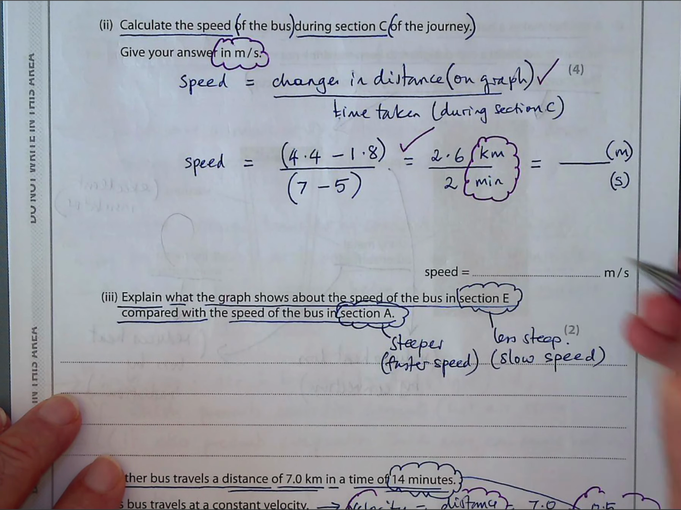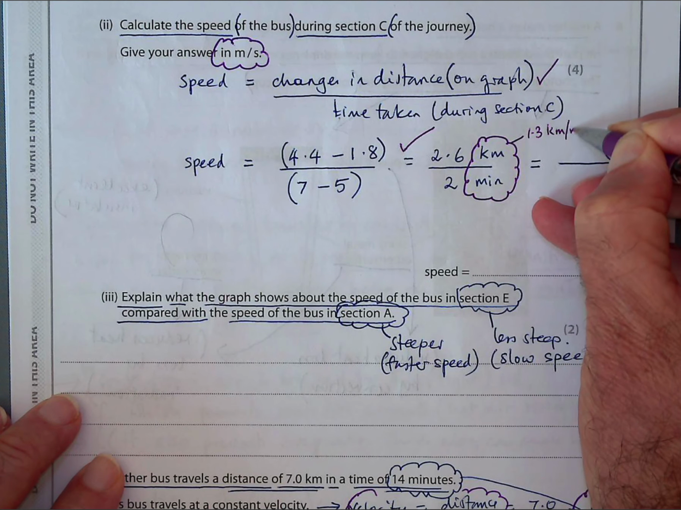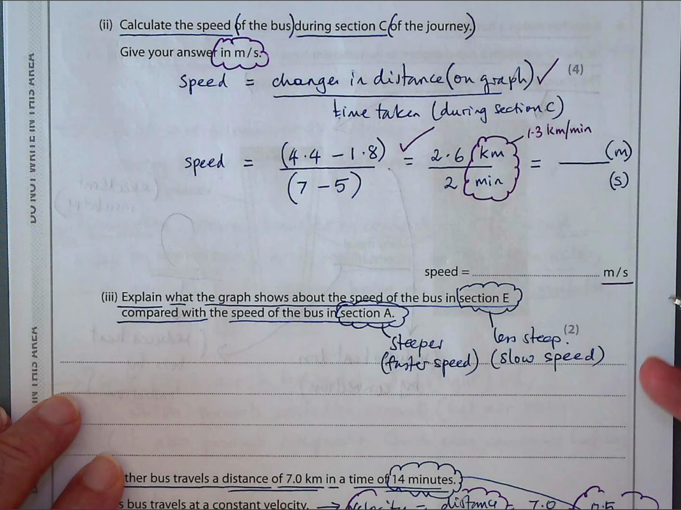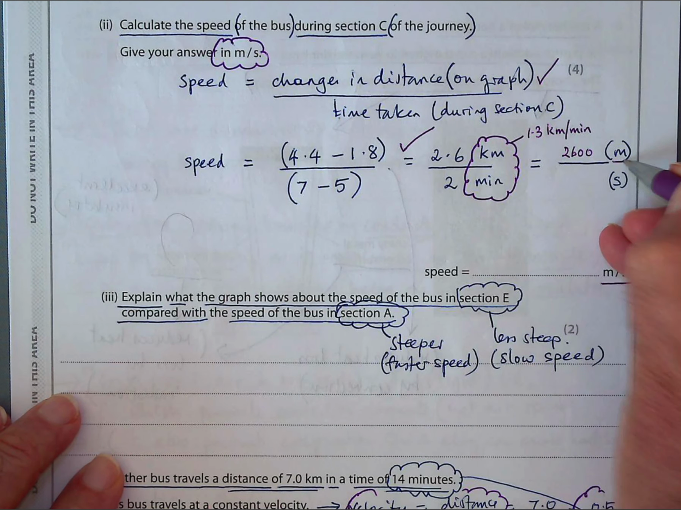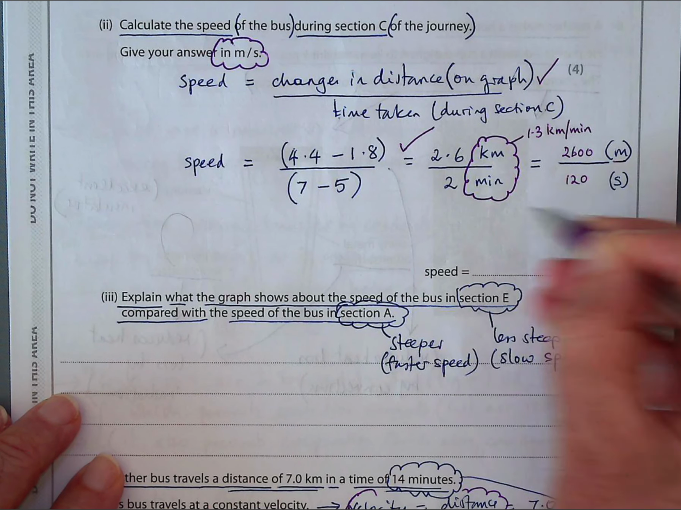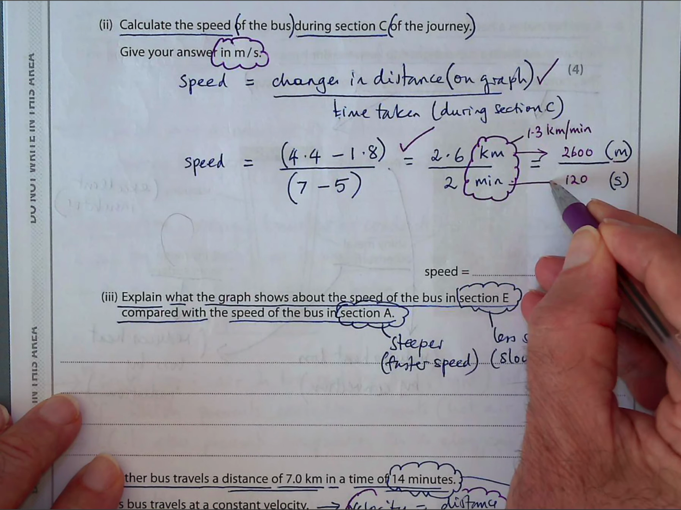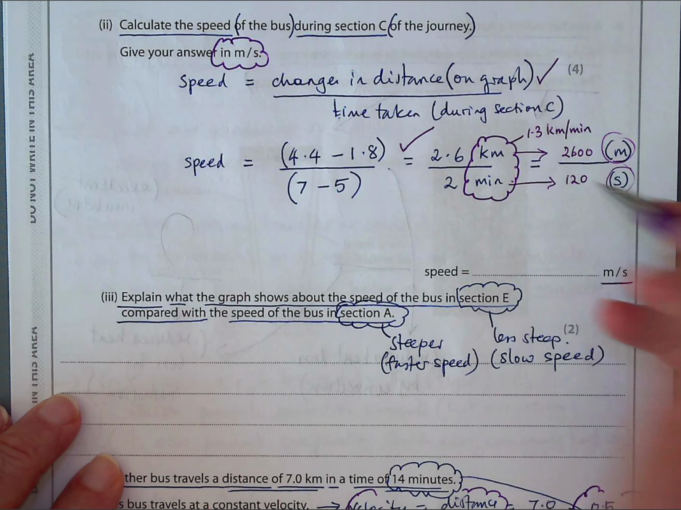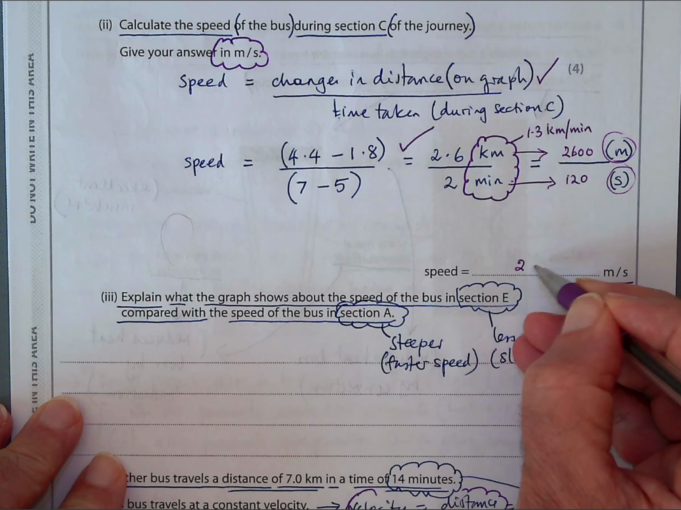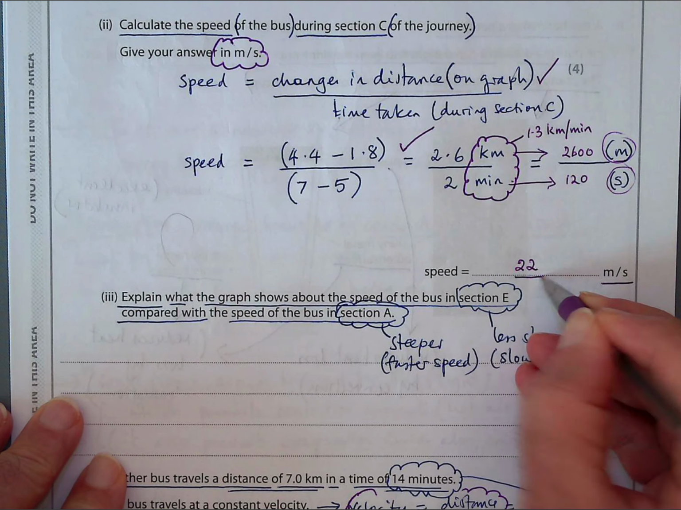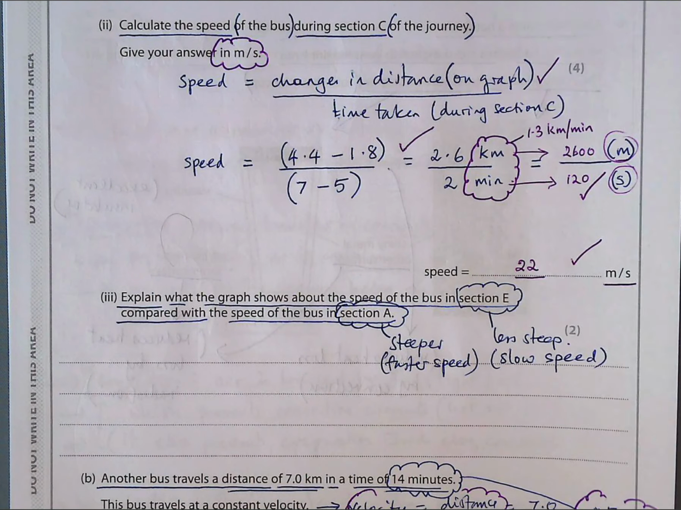So I could write it as 1.3, that would be 1.3 kilometers per minute, but we've got to change it to meters per second, so that's what we've got to do. So that's 2,600 meters, yes, and this is 120 seconds. So they want you to show that you can change kilometers into meters and minutes into seconds, and once you do that, you divide 2,600 by 120. I've already done the calculation, it's 22 meters per second. So 1 mark for converting the units and 1 for correctly calculating the answer.